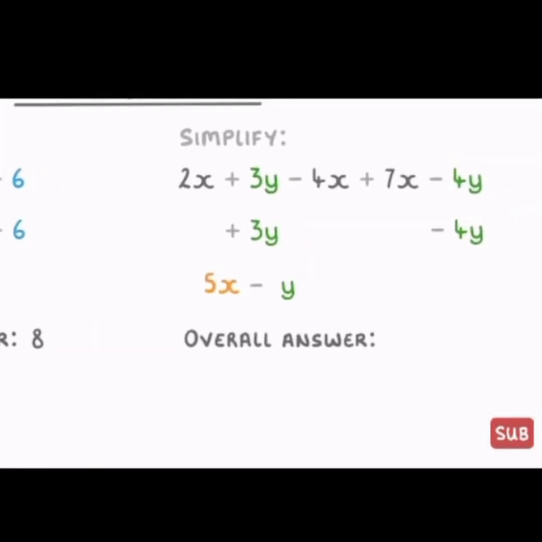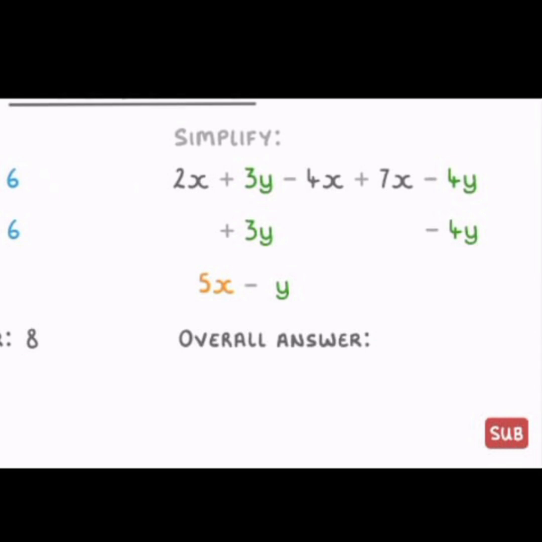Here you see the next example, which is 2x, 3y, minus 4x, plus 7x, minus 4y. Here are again 5 terms. In these 5 terms, which terms are the like terms? Can you identify them? Yes, the green color y terms. They both are like terms, so they can be put together and added or subtracted according to their sign.